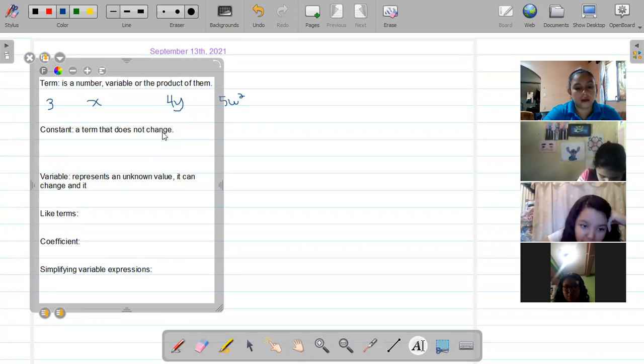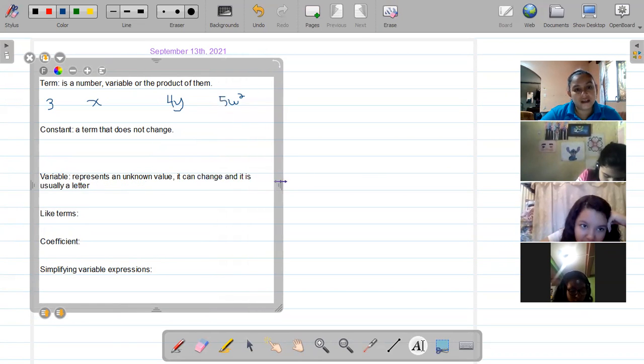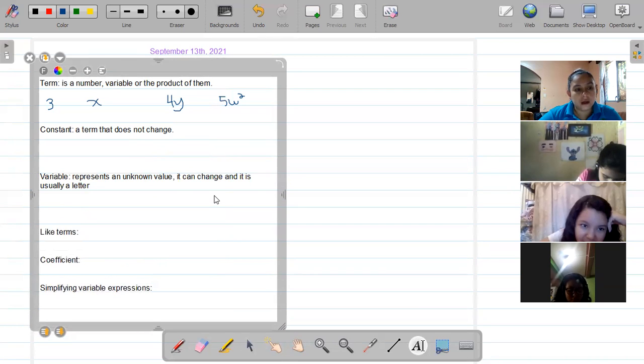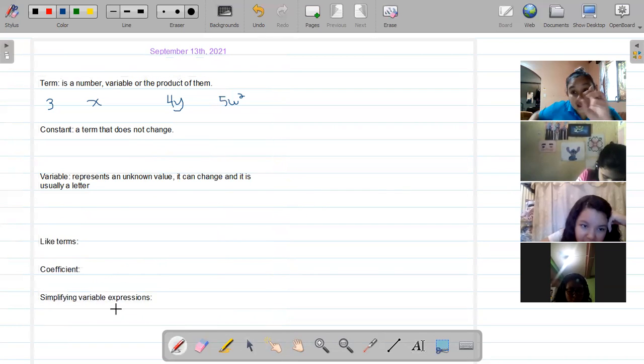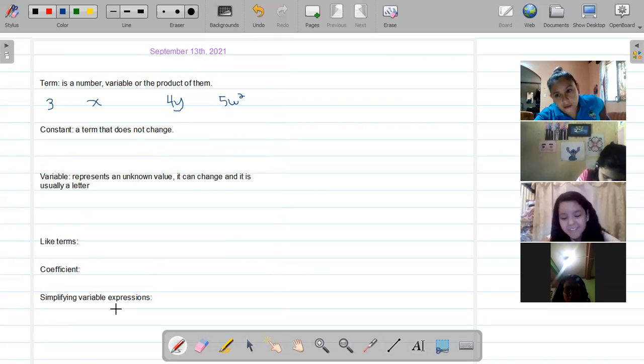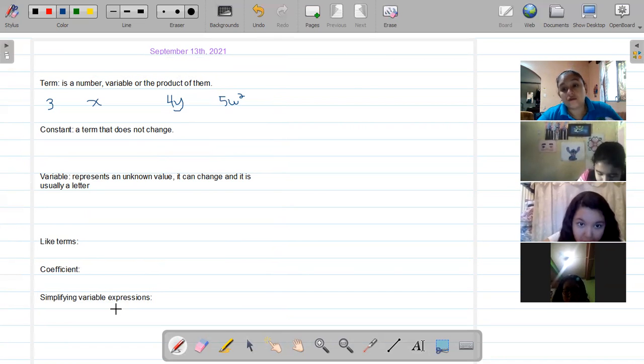And it is usually a letter. Okay? What letter? Any letter that you can imagine, except the letter O, because it is kind of like 0. So we're not using letter O. It's not that it cannot be, but it's just that we're not going to use it. Okay? So a constant, a term that does not change.